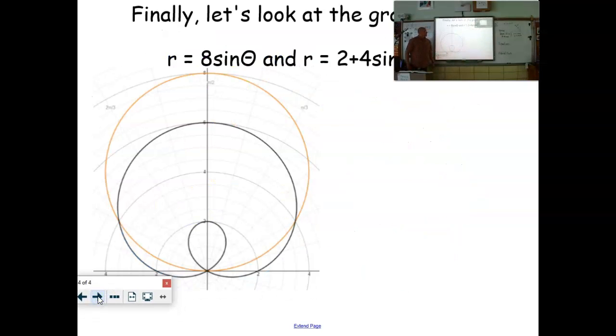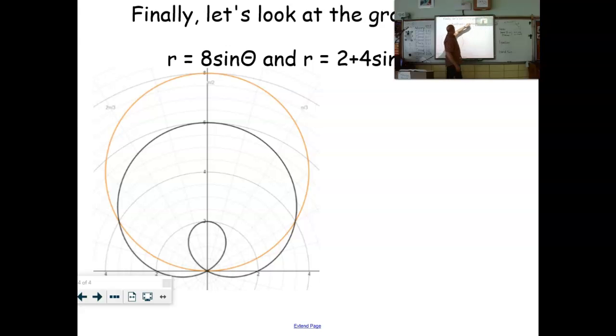All right. Look what we have here. We have two graphs this time. We have r equals 8 sine theta. That is this orange circle right here. Then we have r equals 2 plus 4 sine theta. That is this limacon that is black right here. Okay? I want to find the following region. I'm going to get my highlighter here.